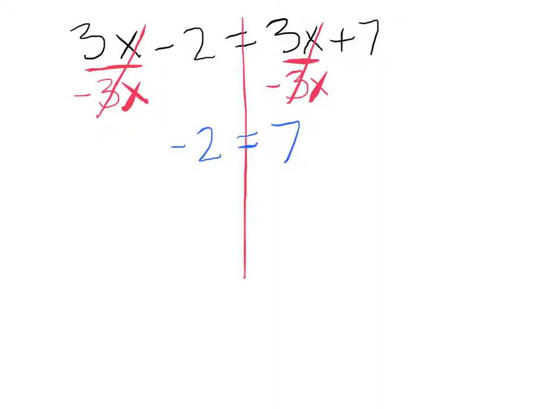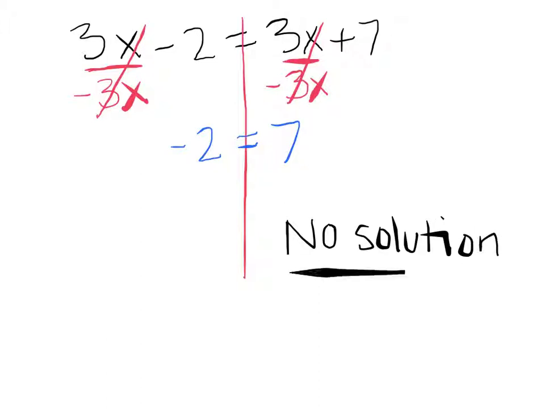This is a special case of these equations with variables on both sides because all our variables went away. It has a special answer. Now, I want you to ask yourself, when does the number negative 2 equal the number 7? Never. They're never equal to each other. Therefore, this problem has no solution. There's no value of x that would make this thing true.